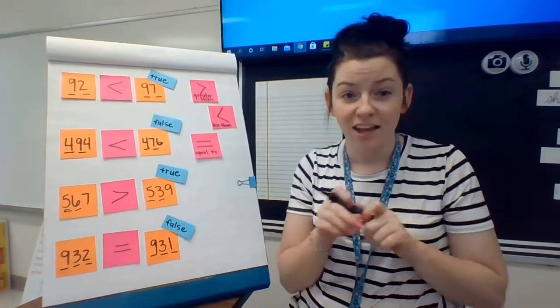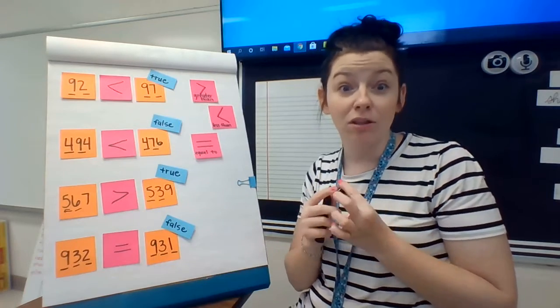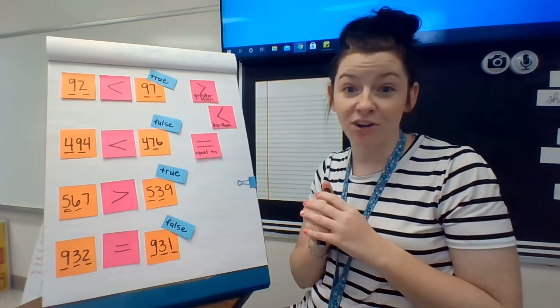Now, today on Seesaw, you're going to do the same thing. They're going to give you 2 numbers, and they're going to have the comparison symbols in the middle. And you've got to look at them closely and see if you can figure out if they are true or if they are false. Good luck on Seesaw today.